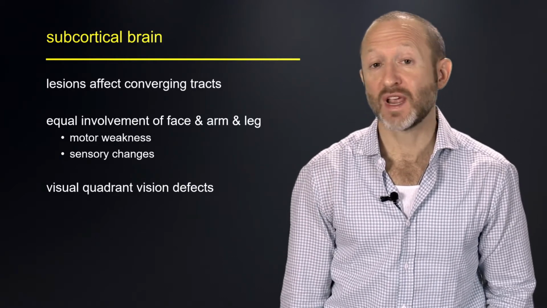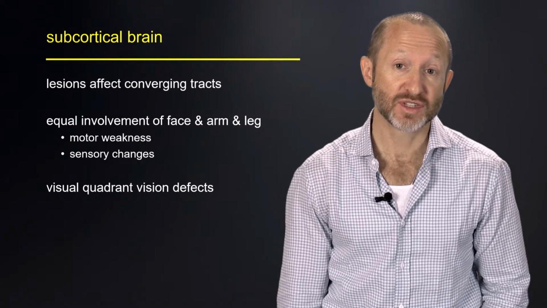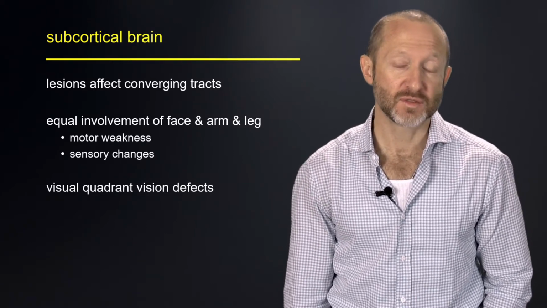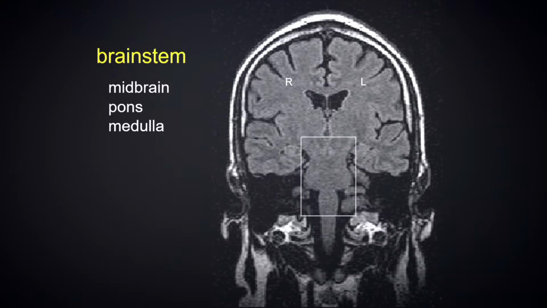And because visual radiating fibers run through the subcortex, we often expect to see visual changes, perhaps a homonymous hemianopsia or an inferior or superior quadrant defect. Now this is that same brain again, cut in a coronal section, and now I'm going to identify the midbrain, the pons, and the medulla. And together these represent the brainstem.